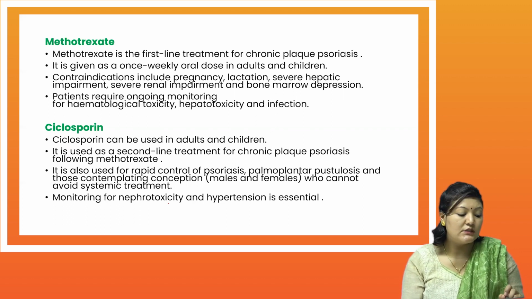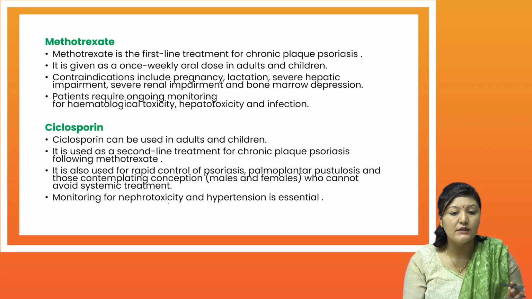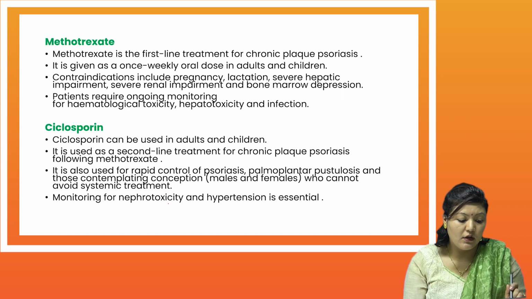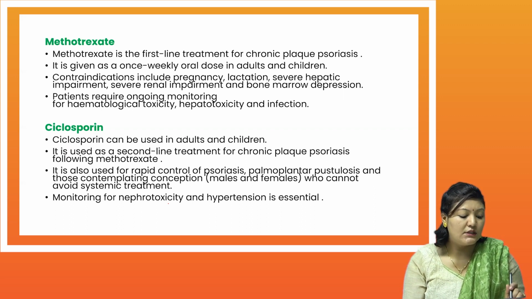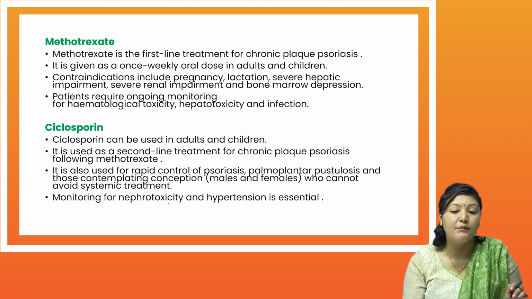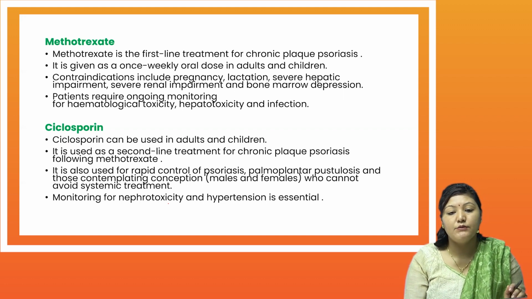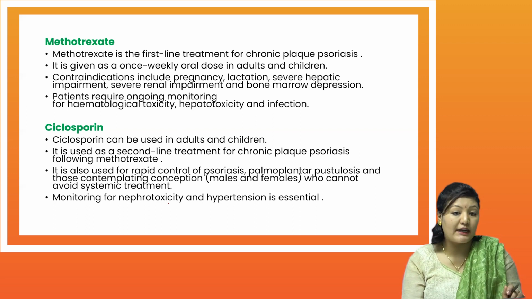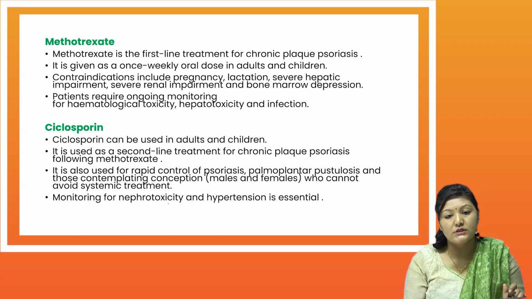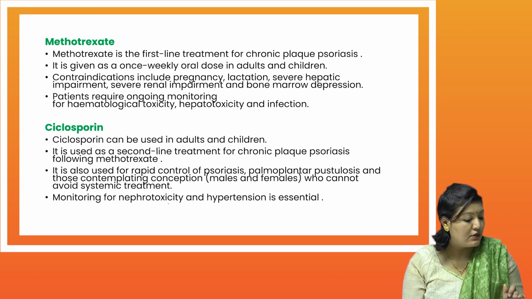The other option is cyclosporin. Cyclosporin can be used in adults and children, but it is a second line drug, because it can be used for rapid control of psoriasis. For example, if a psoriatic patient is having a marriage within a few weeks, then we can give cyclosporin for a faster response, but it cannot be given long term without monitoring, because it has its own side effects, like it is nephrotoxic and it can cause hypertension.